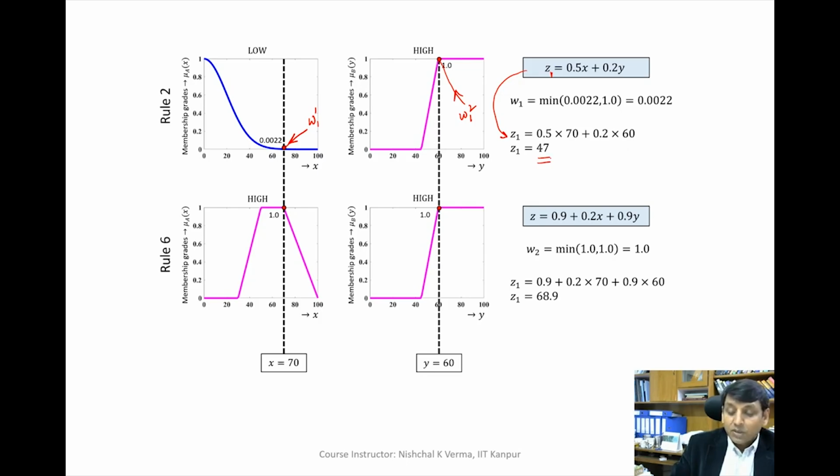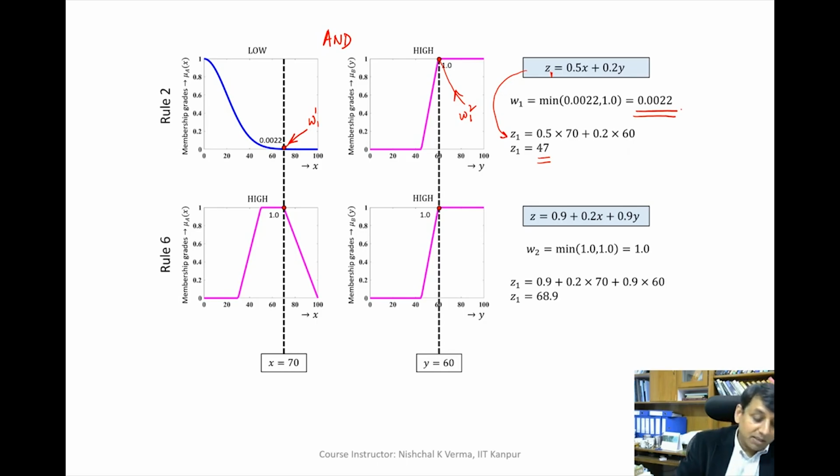And now when it comes to W1, W1 will have min. Why min? Because here the connective is AND. So the AND connective is used, that's why we are taking min here. So if we take min of the two values W11 and W12, we get 0.0022. So we have here W1 and Z1.